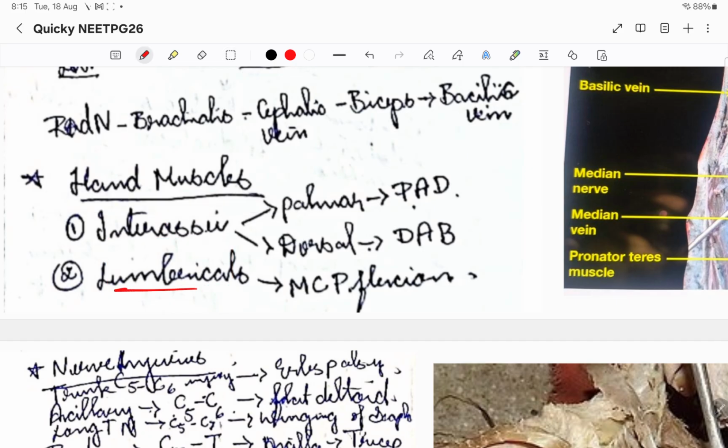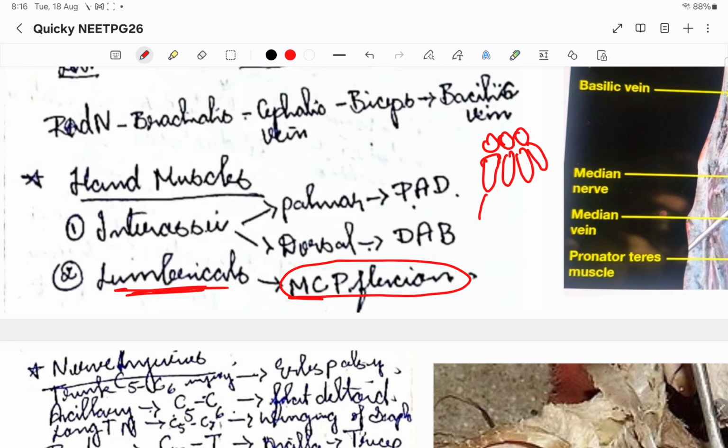Then coming to the lumbricals, it is metacarpophalangeal flexion. Metacarpophalangeal. These are the carpal bones, these are the metacarpals, and these are the phalanges.